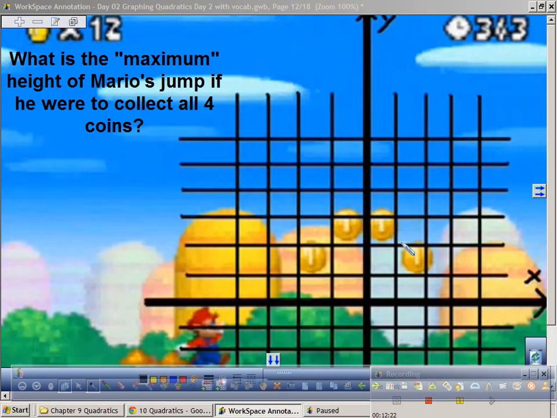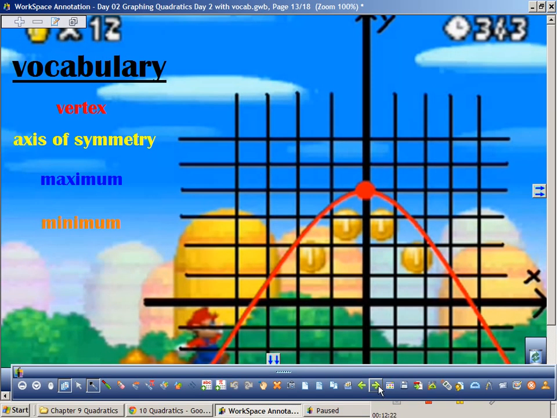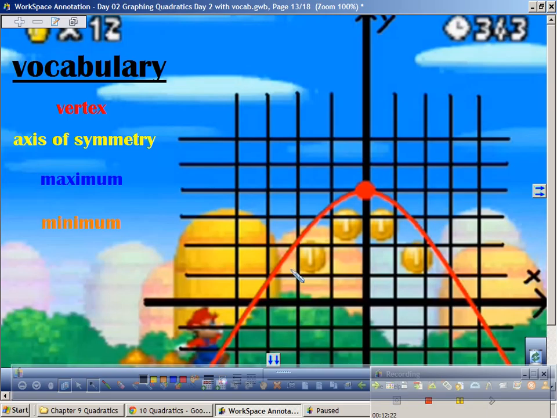So, if he was at 3, listen up guys, if he were to jump at a height of 3, he would get the coins, correct? Yes. But the word maximum means how high could he get and still get the coins? 4 is right. If he went any higher than 4, I would say that he would be risking not getting those points. Can't go any higher. That's what maximum means.